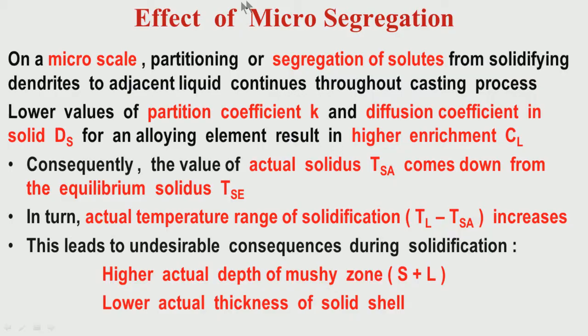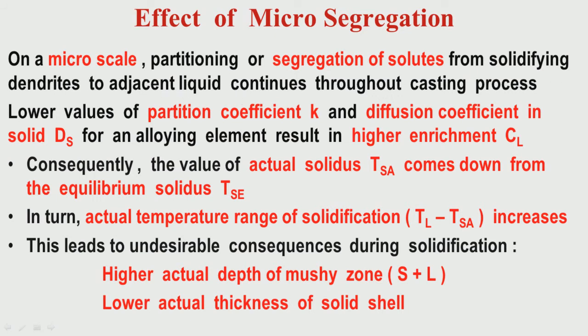So, the dendrites are relatively lower in concentration of the alloying elements. The liquid, which is yet to be solidified, is becoming more and more rich. The adjacent liquid is becoming more rich. This continues throughout the solidification process. So, we call it microsegregation of solutes from solidifying dendrites to adjacent liquid.